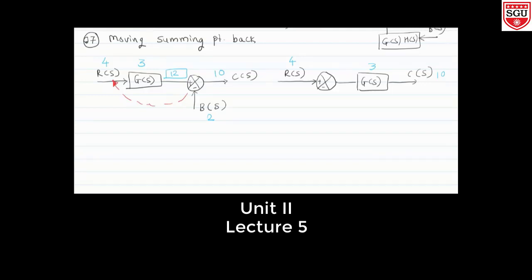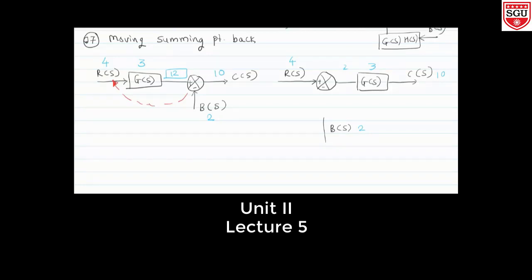So what should you get? Here this B of s is coming, which is equal to 2. I will write in blue. If suppose we do not do anything, what will happen? 4 minus 2, it will come 2. 2 multiplied by 3, what will we get? What I am asking is, what will be the correction factor we require to add when we move the summing point back?